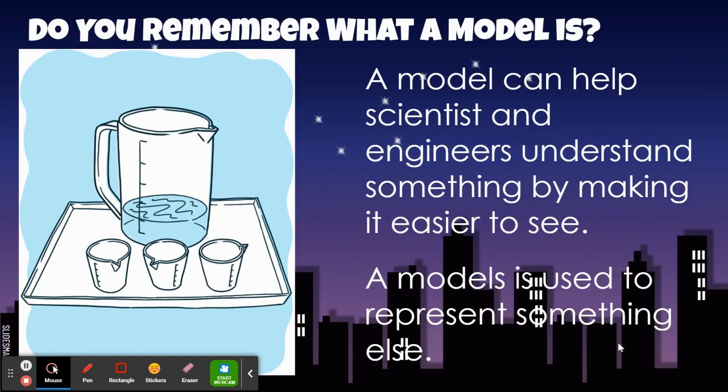Do you remember what a model is? We talked about it previously. In case you don't, a model can help scientists and engineers understand something by making it easier to see. And a model is used to represent something else. So we have water in cups. We're not really showing water in cups. We're using those to represent parts of our electrical system.